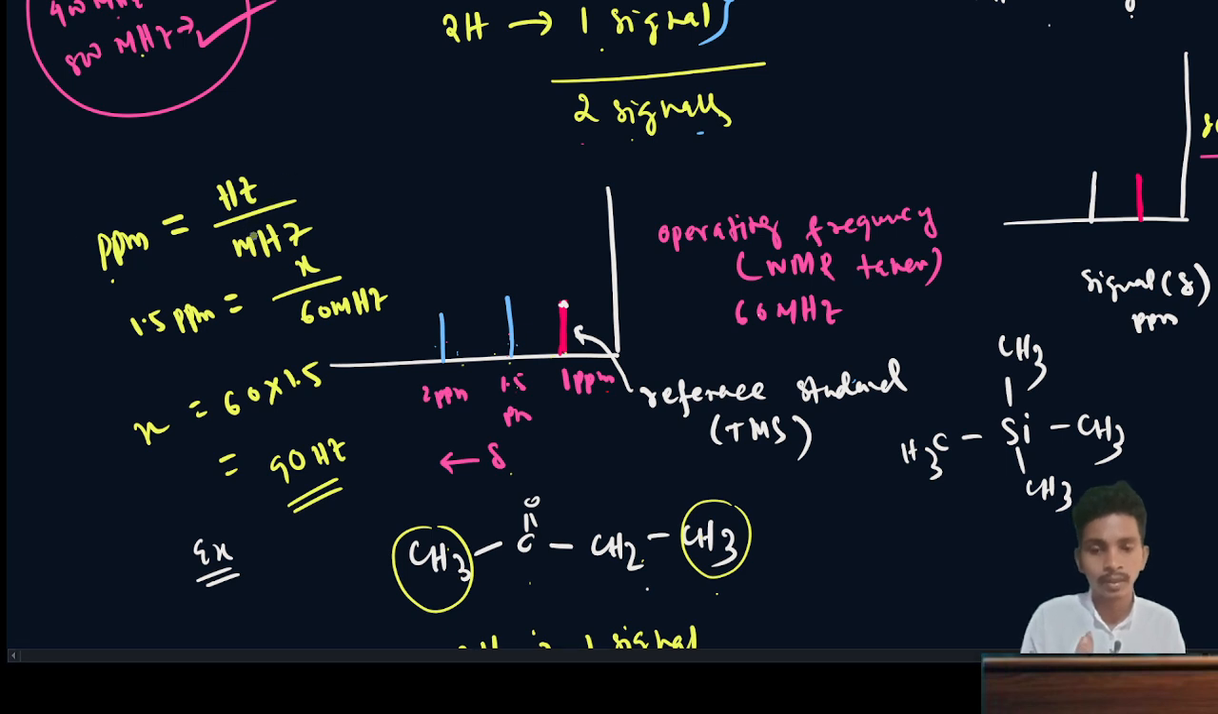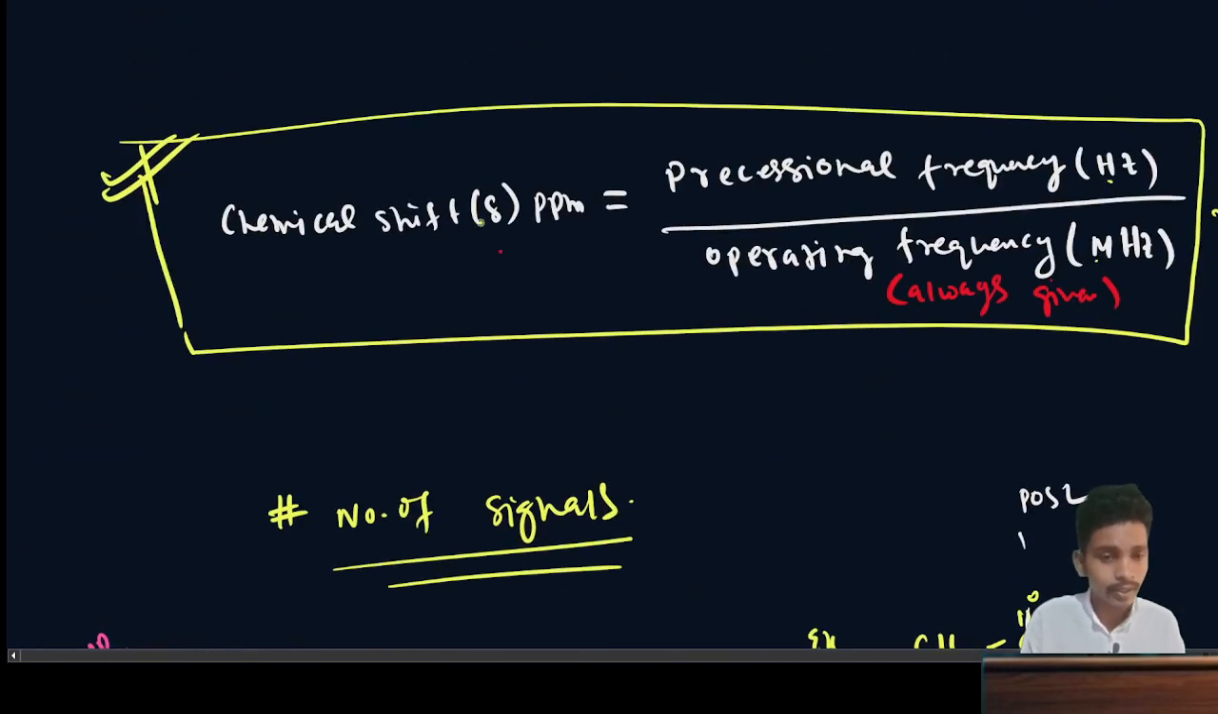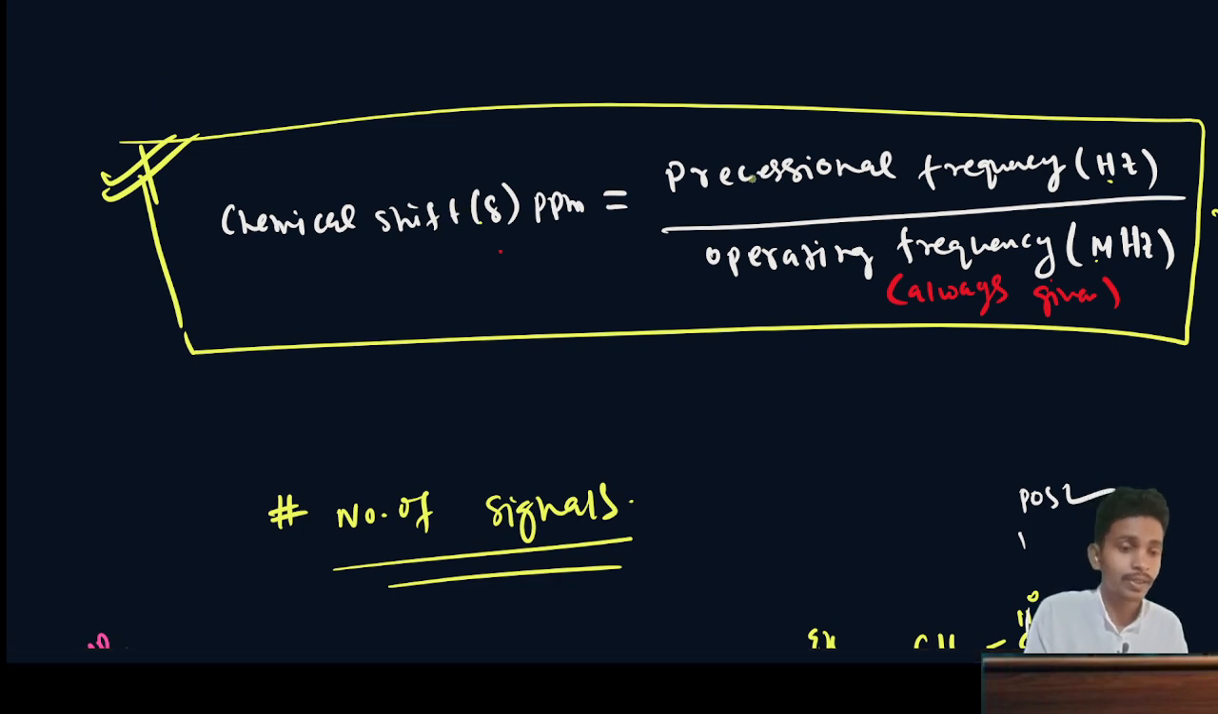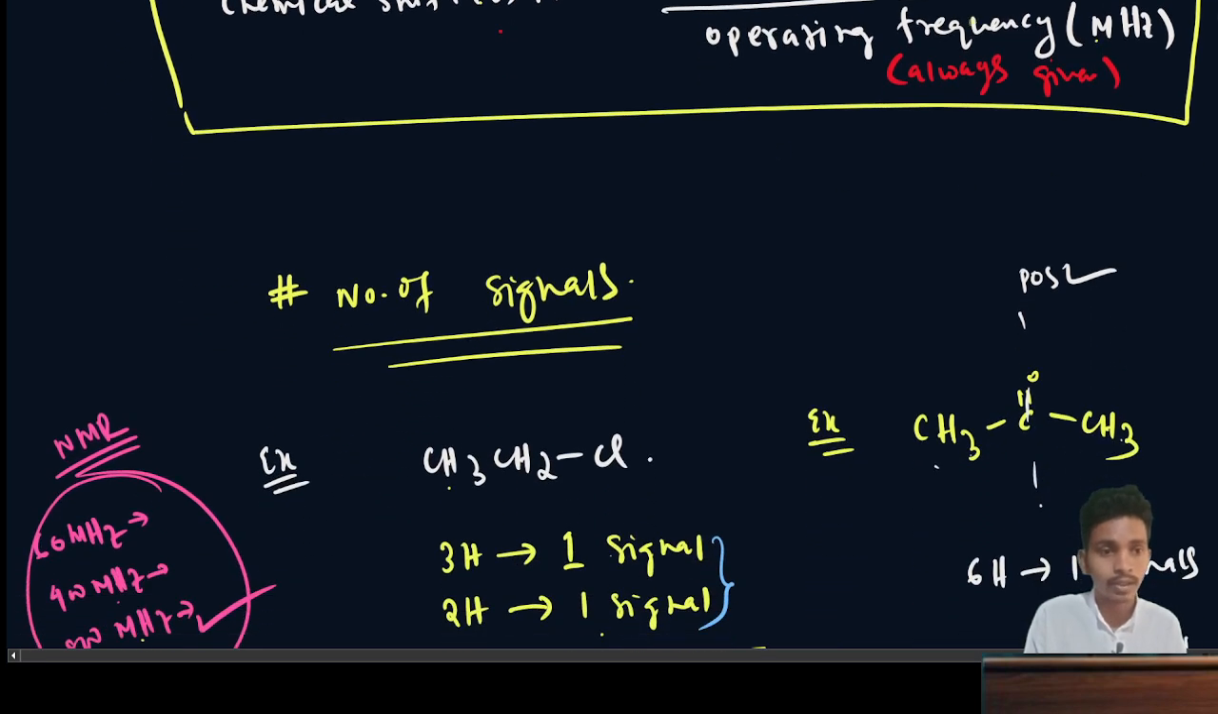If any one value is given, then they ask to calculate this Hertz, or they may give this Hertz value and ask to calculate the chemical shift. So using this formula you can calculate the chemical shift values, or if they give the chemical shift and ask for the precessional frequency, then also we can calculate it using this formula. Okay, regarding that, I have taken examples.